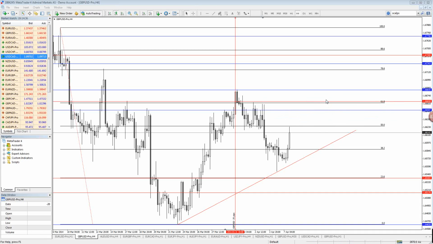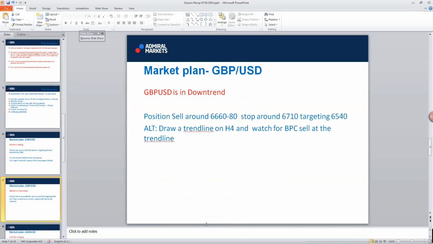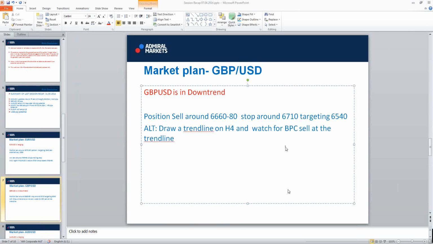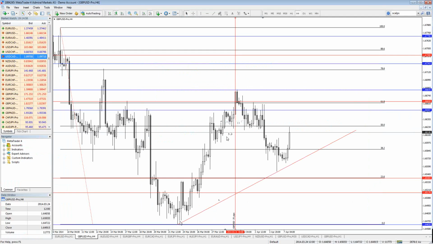I'm looking to sell. I think Euro Cable should target and will target 65.40. 65.40 should be a target, but I would like to see it here to sell. Now, alternative scenario: draw a trend line on the 4-hour time frame, and if we don't get 66.60 to 80, try to look at this trend line.